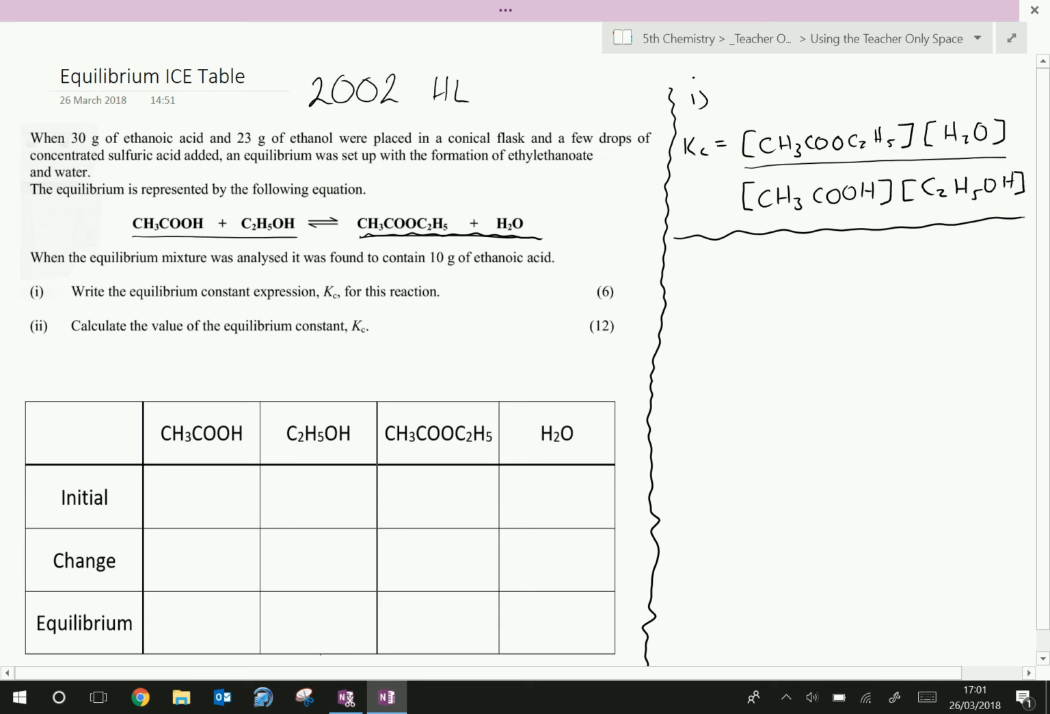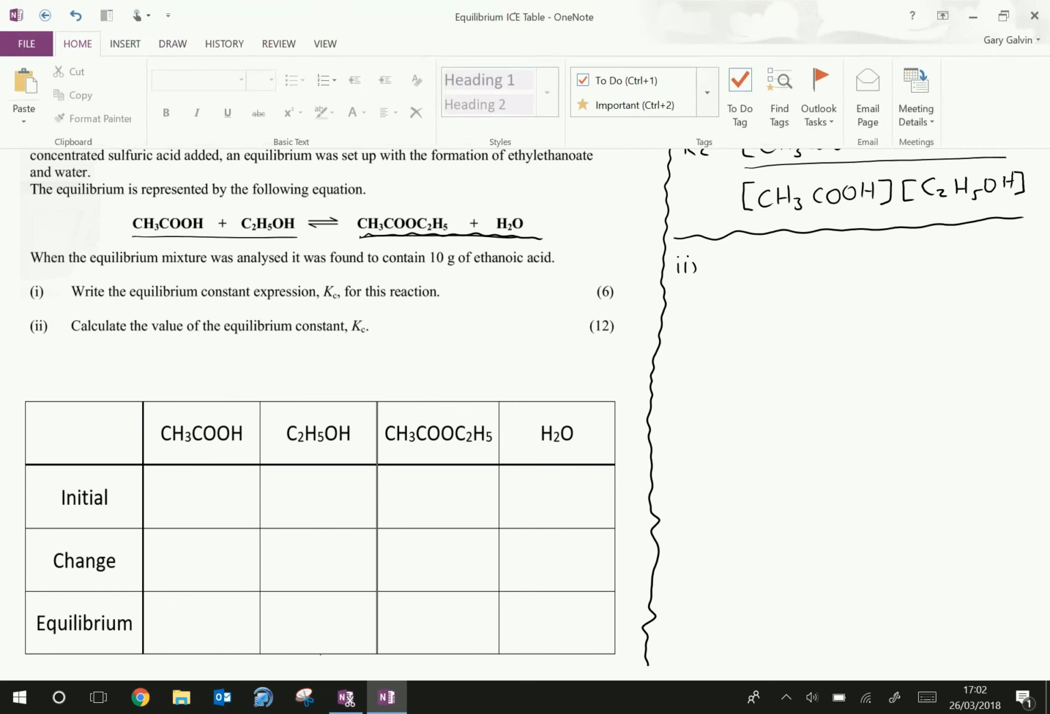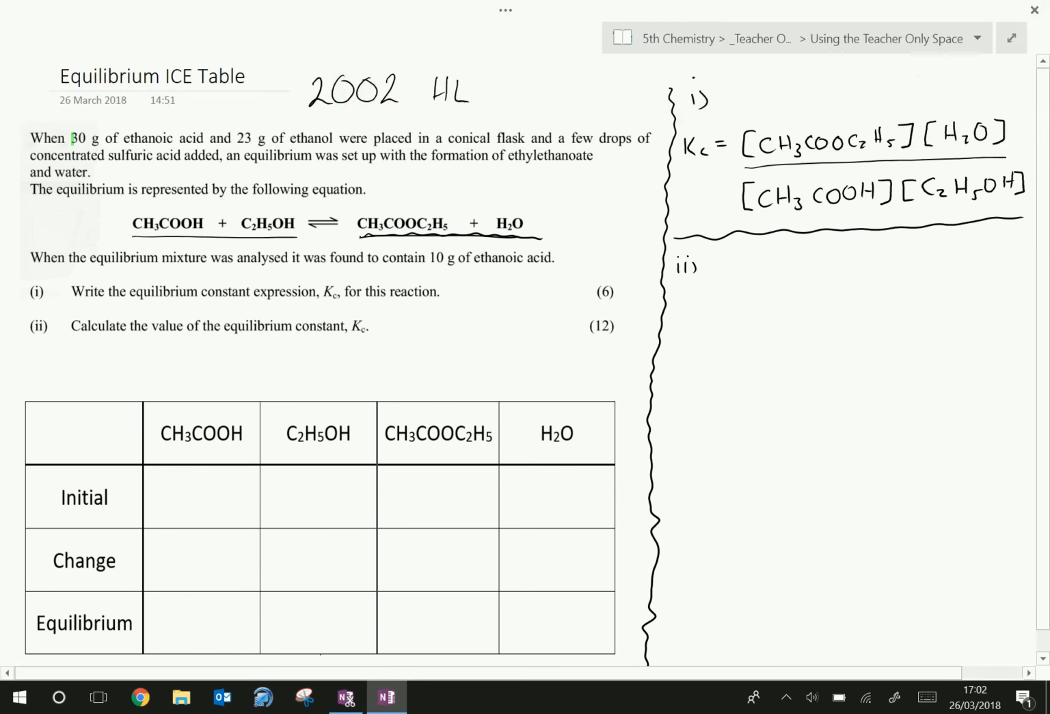For part 2, I need to calculate the value of the equilibrium constant Kc. Now to do that, I need to know what the concentration of all 4 chemicals in that equation are at equilibrium. And I don't know that yet. So I'm going to use this ICE table here in the bottom left to find out. But what I can put in the ICE table are concentrations in moles per litre. As we can see from our question, I don't actually have concentrations in moles per litre. I have gram amounts. So first I'm going to change them into moles.